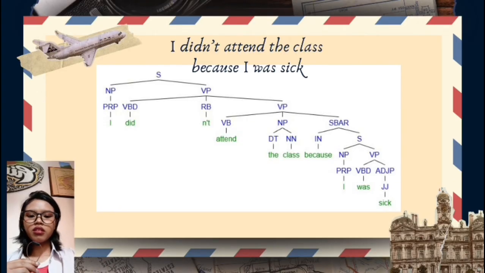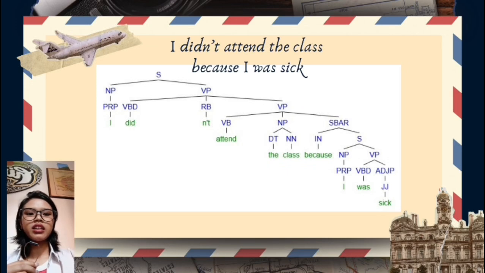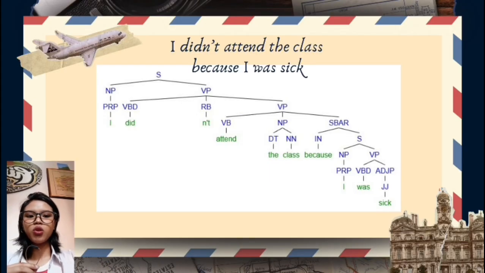Before I start to explain, let me say a little bit about this. A complex sentence consists of one independent clause and at least one dependent clause. In syntax trees, the dependent clause is usually shown as S-bar, which stands for subordinate clause. The subordinating conjunction or relative word appears at the beginning of the S-bar, followed by its own sentence structure.